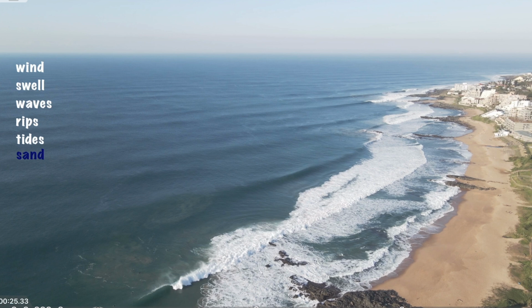All right, so let's start with wind. What can we say about wind? Well, it looks pretty calm. The ocean looks pretty smooth. It's not rough, it's not choppy. We don't see white horses. But I'll tell you right now that the wind is blowing.